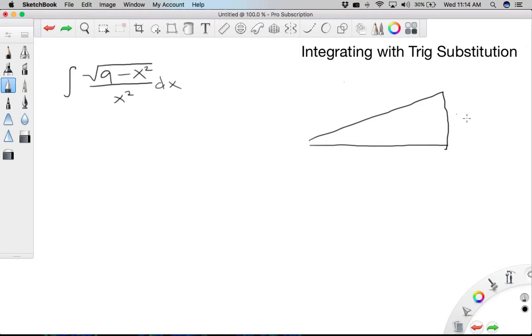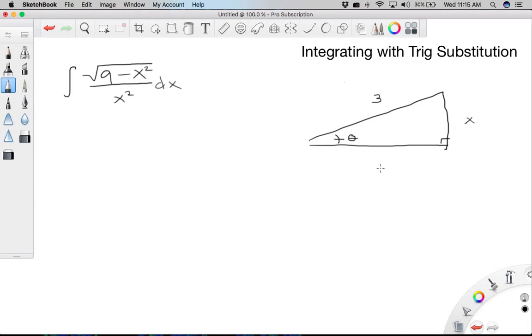Here's what we're going to do. We're going to label this angle here theta. This is a right triangle. You cannot tell by my drawing, but this is in fact a right triangle. Okay, so we have our angle theta here, and if I put x here and I put 3 here, everything should work out smoothly, and you will soon see why.